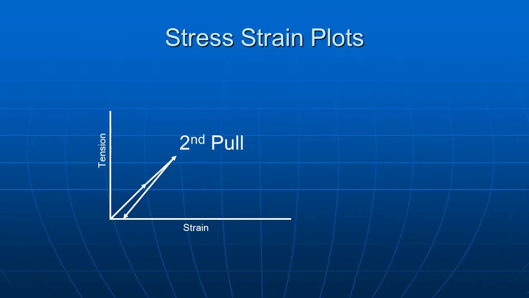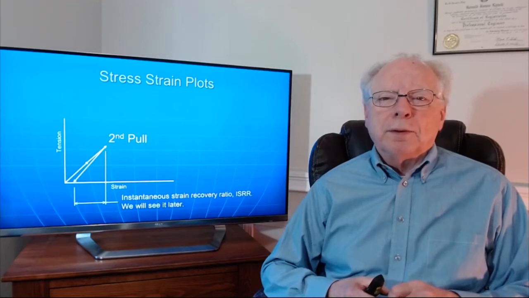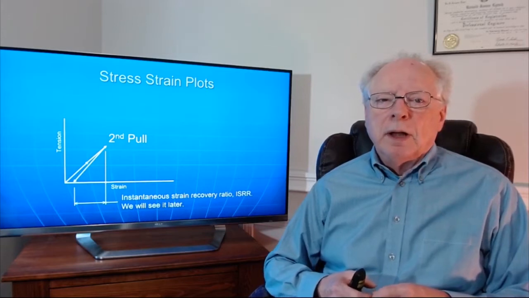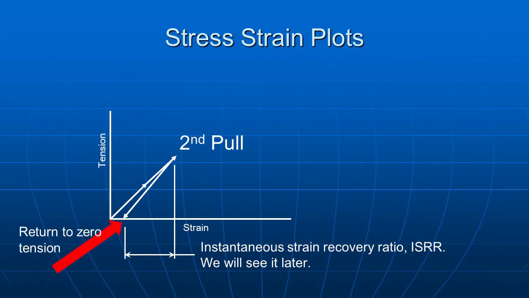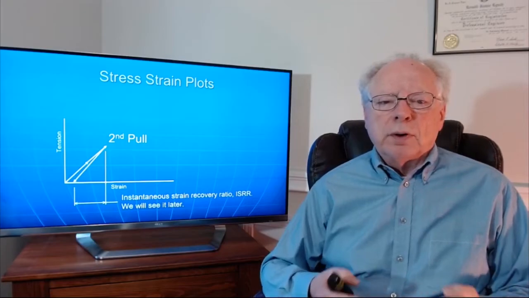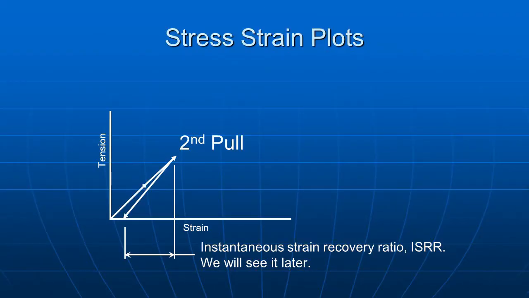Then we'll do a second pull using the same sample, never unclamped, to a higher strain, maybe 2/5 of the way through the expected design range, and again quickly relax it to zero strain. What we are looking for is how fast the web recovers from strain, that is, its viscoelastic behavior. We'll look at the ratio of the peak strain we pulled to the strain where the tension returned to zero during relaxation. The ratio of these two strains is important. There is no official name. I call it the instantaneous strain recovery ratio, the ISRR.